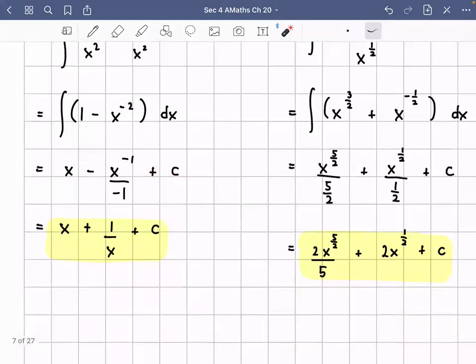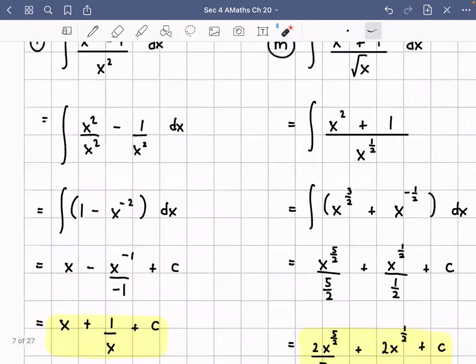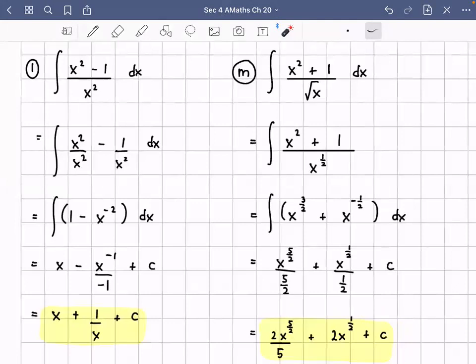Rewriting this, bring down x. Negative times negative 1, that's why this is positive now. And then putting this on the denominator, you have 1 over x plus c. That's it, that's for letter L, a fraction question. Again, whenever you have a fraction, you need to divide the numerator by the denominator, or express your indices as negative indices.